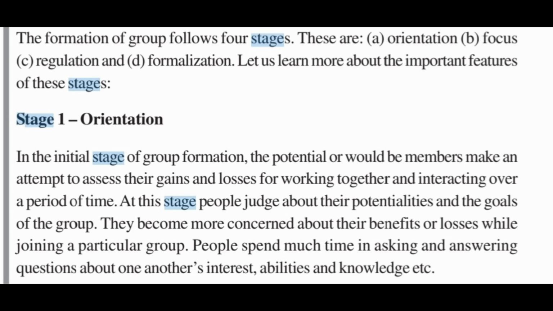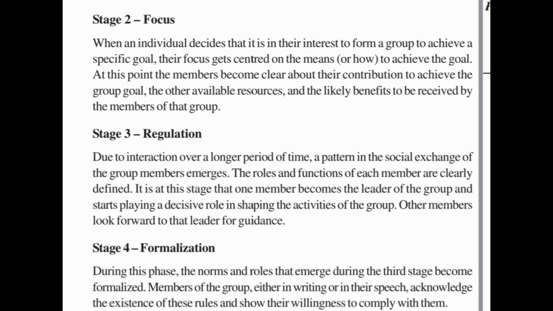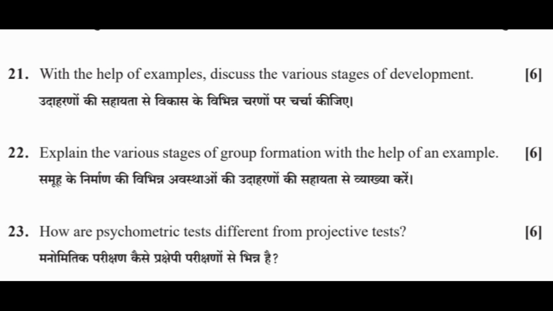22. Explain the various stages of group formation with the help of an example. The formation of group follows four stages. 1. Orientation. 2. Focus. 3. Regulation. 4. Formalization.